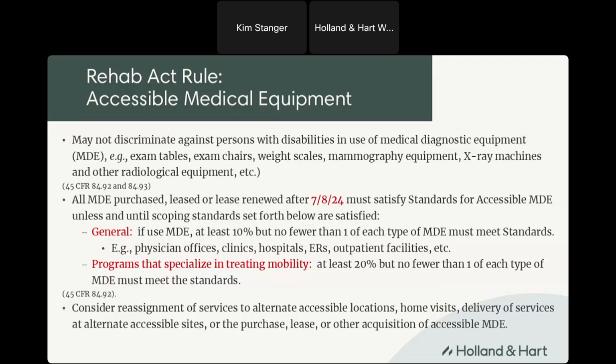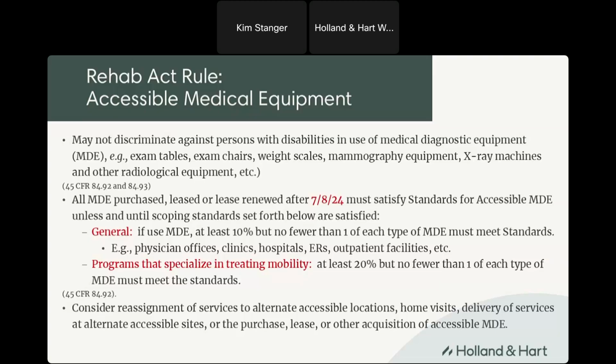So the way that this works is effective now, right? If you're going to go out and purchase, lease, or renew a lease for this equipment, you've got to make sure that either that equipment satisfies the standards, or, if you satisfy the scoping standards, so if at least 10% of your equipment, but no fewer than one of each type of the MDE, satisfies it, then the new stuff that you get doesn't have to satisfy it. But until you do satisfy that scoping standard, any of the new stuff that you get has to satisfy those standards. Okay?